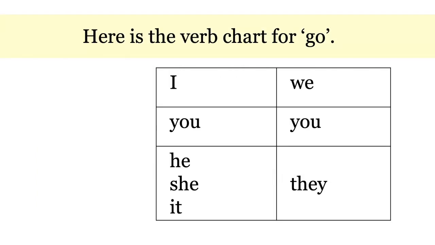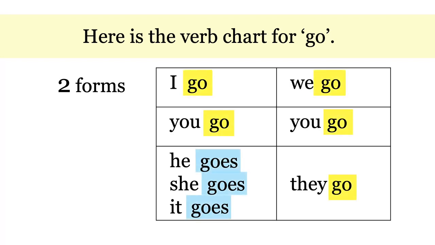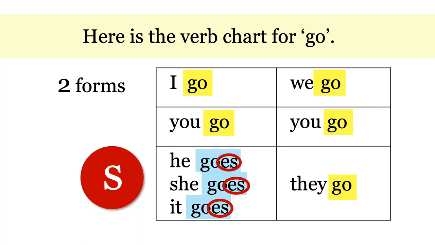Okay, and go. Here is the verb chart for go. It's the same pattern. I go, you go, he goes, she goes, it goes, and it's spelled with an ES. We go, you go, they go. Again, we've got two forms, go and goes, and again, these all end with an S, because there's always an S for third person singular in the simple present.